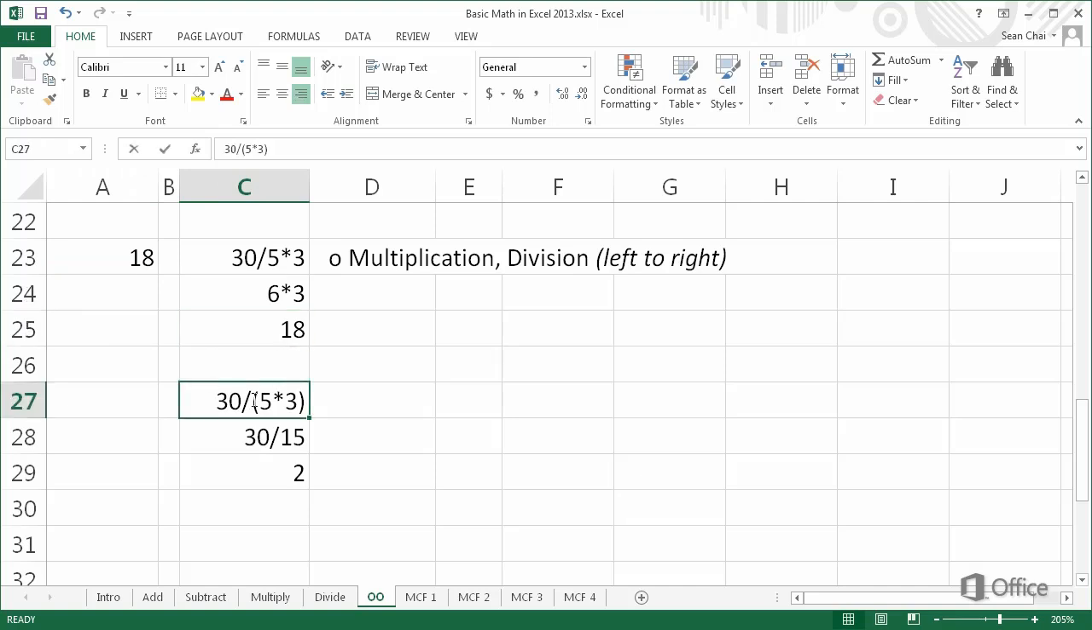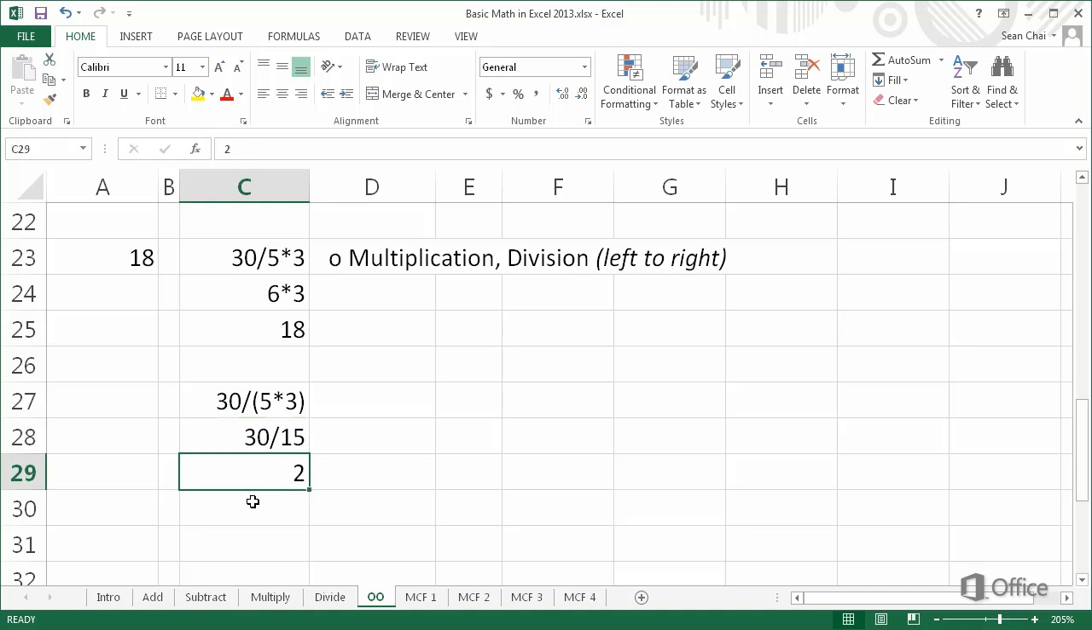With parentheses around 5 times 3, this returns a different result. 5 times 3 is evaluated first, since it's in parentheses, returning 15. Then 30 is divided by 15, resulting in 2.